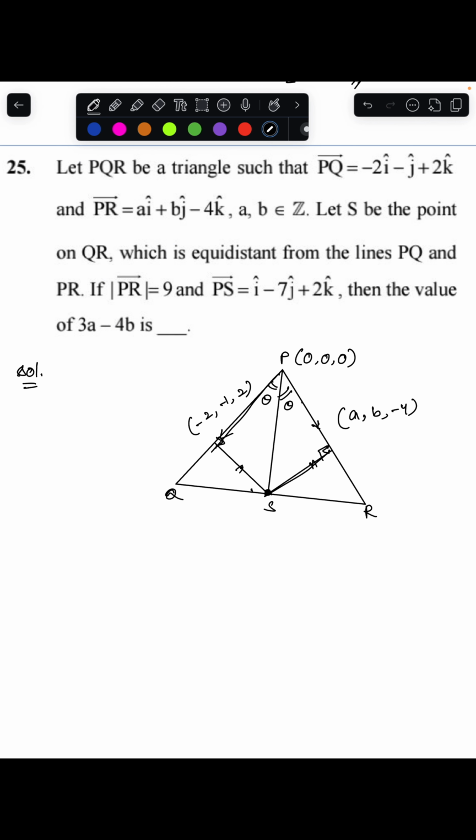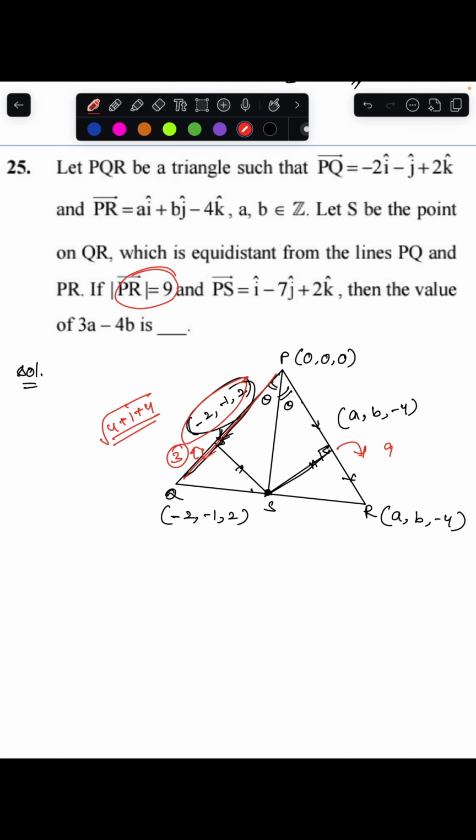Now, as PQ bar is this vector, I can take the position vector of Q as minus 2, minus 1, 2. Similarly, I can take the position vector of R as A comma B comma minus 4. Right? Now here the magnitude of PQ bar is root of 4 plus 1 plus 4, which is root 9, that is 3. The magnitude of PR bar is given as 9.